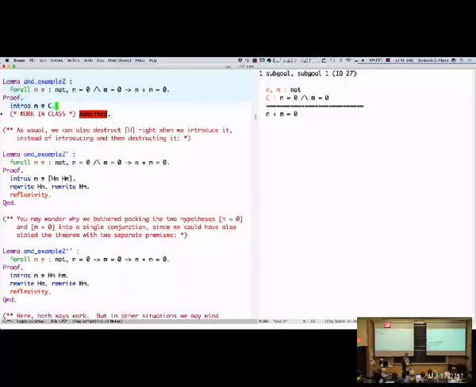Split goes the wrong way. Destruct. Or indeed inversion would also work. Destruct and inversion have a significant overlap. Destruct is lower level, inversion is fancier, it does more things. This is a case where you could use both. So what does destruct mean?